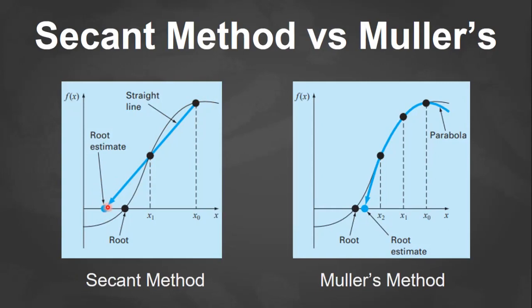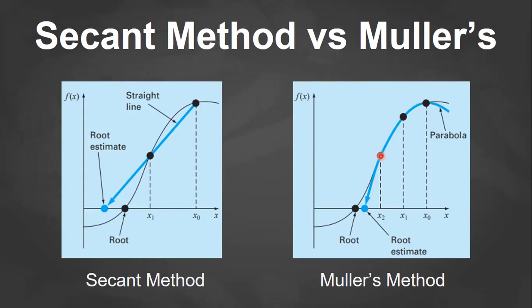Now, Mueller's method takes a similar approach in the sense that it uses the points on the curve, but projects a parabola. So instead of a line, Mueller's method uses a parabola. In particular, a parabola that passes through 3 points.